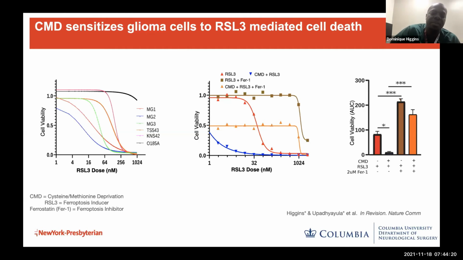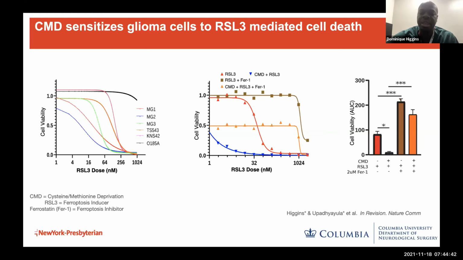The 0185A line was very resistant, and we delved into it, and it actually didn't look like a glioma. It's been a propagated cell line over time. And so we added ferrostatin, which is an inhibitor of ferroptosis, and we saw in the brown bar a rescue of the cells, showing that it's a ferroptosis-specific effect.